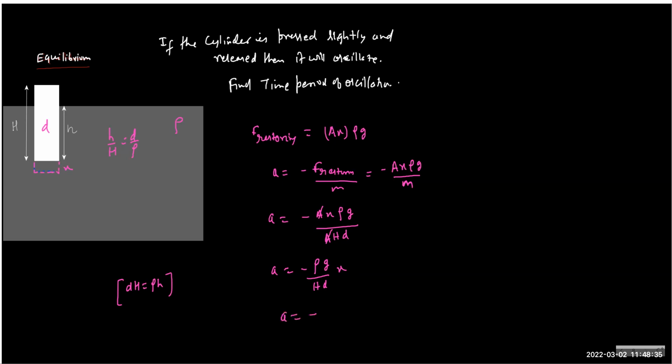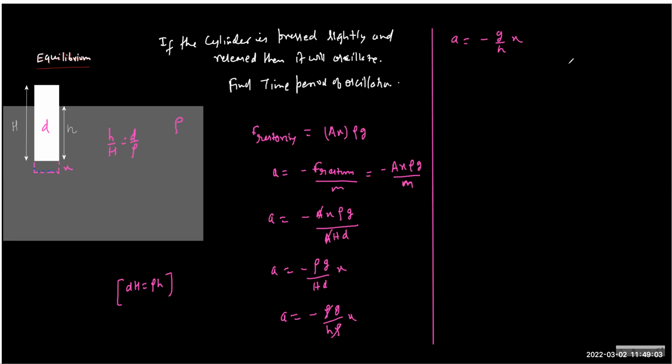And if you substitute here, so D H is h rho, so you can write. And the rho will also get cancelled. So what is interesting is the answer has nothing to do with anything. It only depends on the initial value. So this is minus G upon small h into X. And small h is called the equilibrium depth.